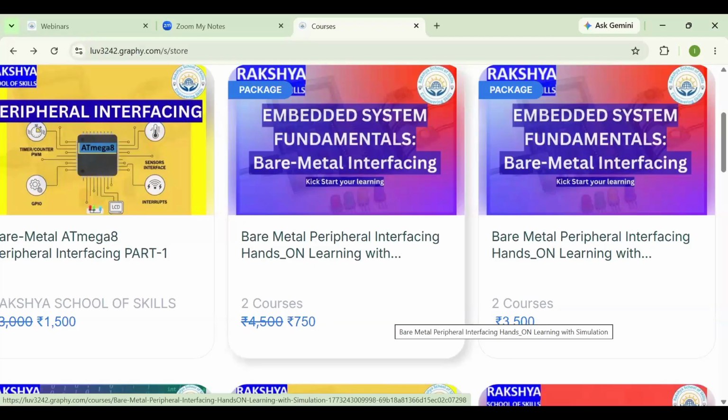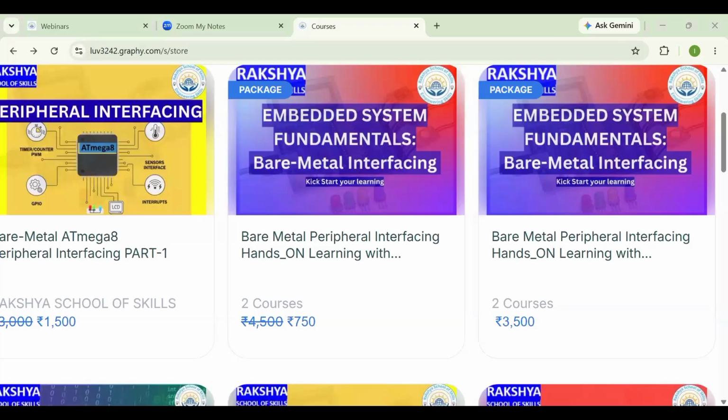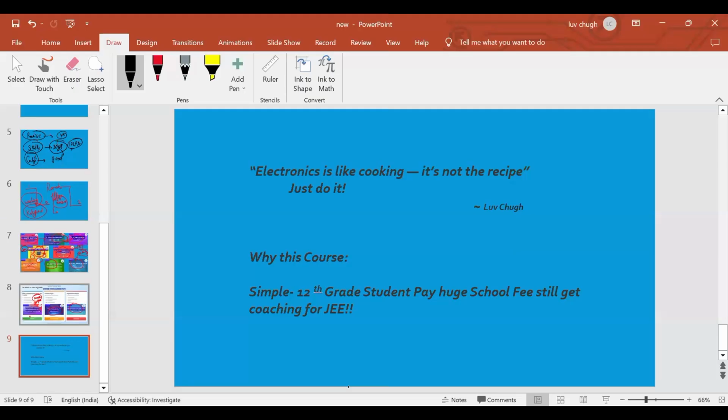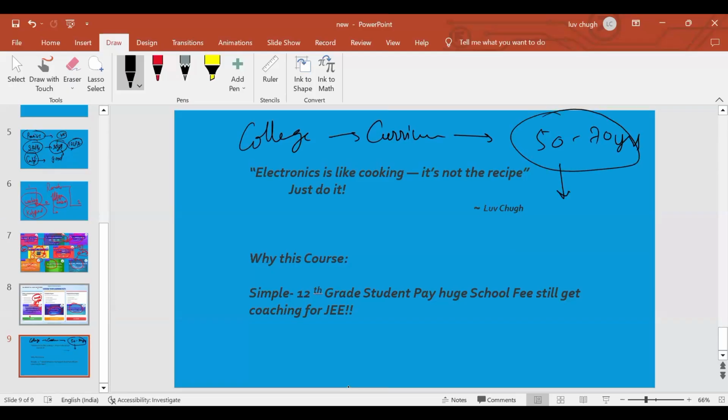See, I'll tell you the fact. My dear students, colleges nowadays work on the exposure they have. College purely focuses on the curriculum, and that curriculum was designed, you can say, 50 to 70 years back, for any college you can select.